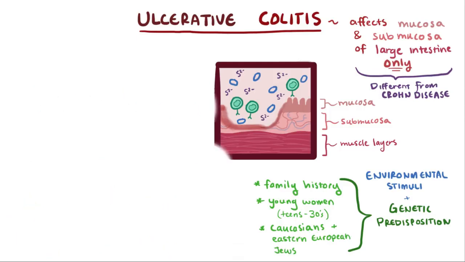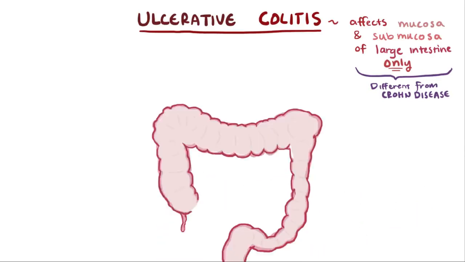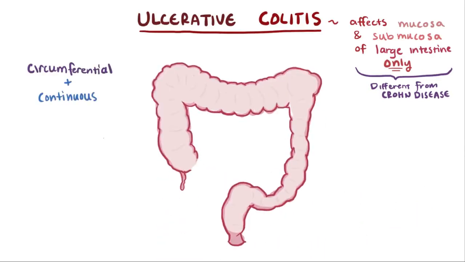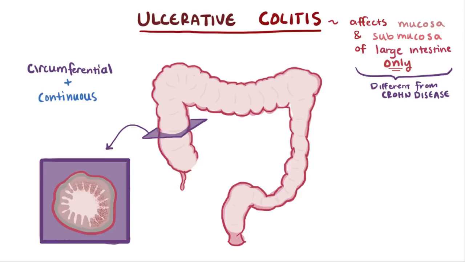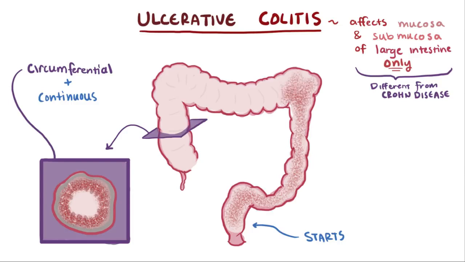With ulcerative colitis, the pattern for ulceration seems to be circumferential and continuous, meaning that the inflammation goes around the whole lumen and starts in the rectum and continues along the large intestine without any apparent breaks of normal or unaffected tissue, like it's working its way from one end to the other.